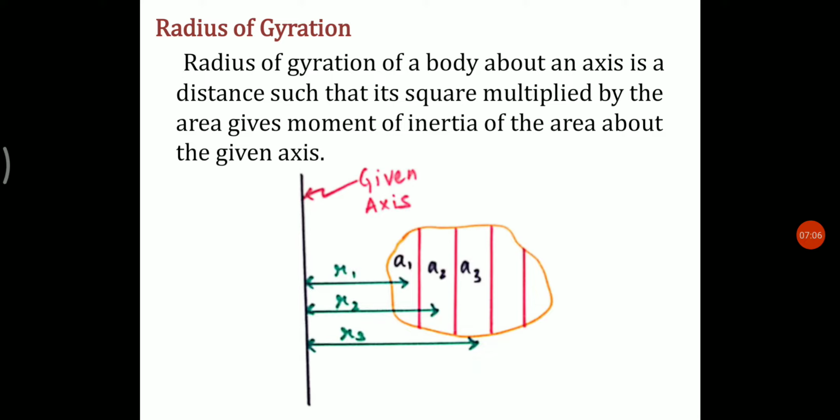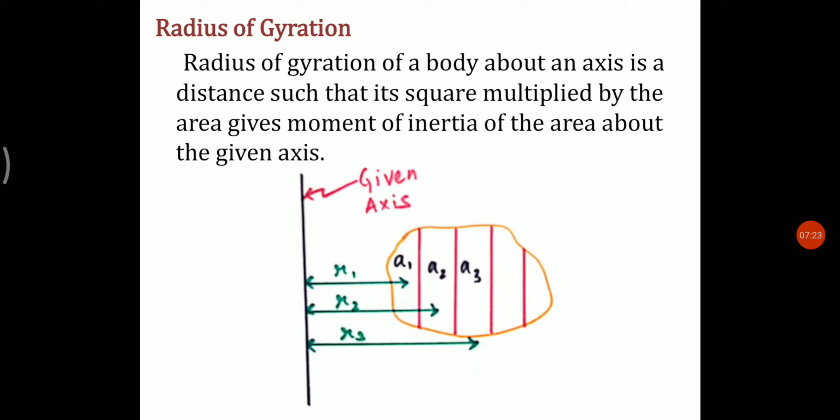Now let us understand the next concept, that is radius of gyration. Radius of gyration of a body about an axis is a distance such that its square multiplied by the area gives moment of inertia of the area about the given axis.